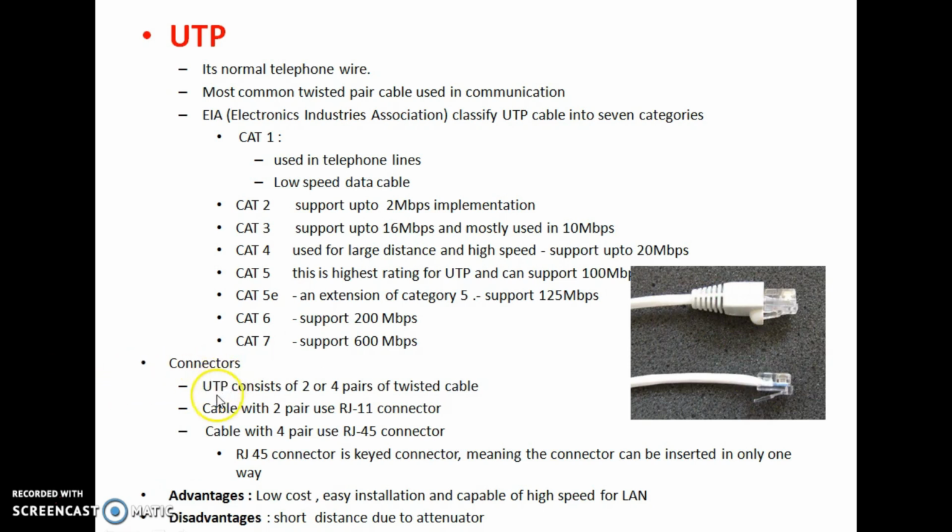Next are the connectors. UTP consists of 2 pair or 4 pair of twisted pair cable. If the cable has 2 pair, we can use the RJ11 connector, or else if the cable has 4 pair, we can use the RJ45. RJ45 stands for registered jack 45. RJ45 is a keyed connector, meaning the connector can be inserted in only one way.